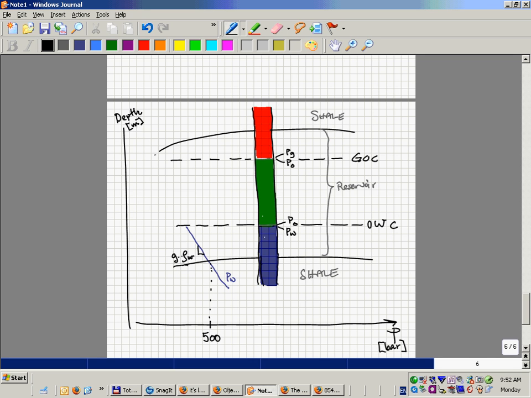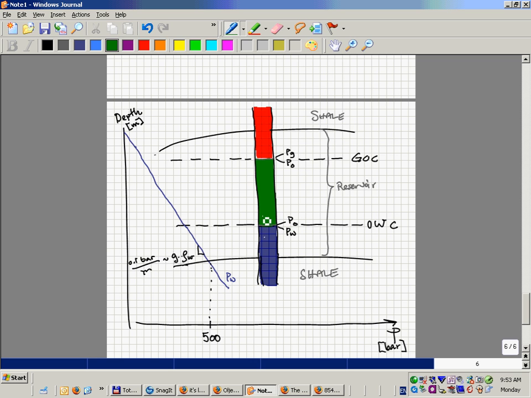And that continues the same because that's just the way it is. It goes like that. It's about 0.1 bar per meter. Okay? About 0.1 bar per meter. That's the slope. So now you're supposed to plot the pressure in the oil.